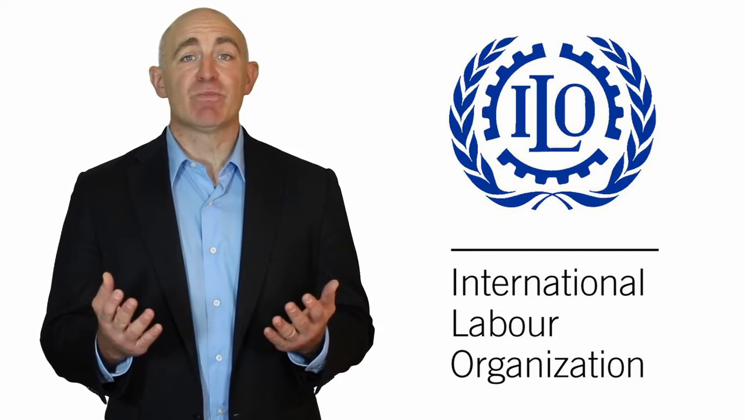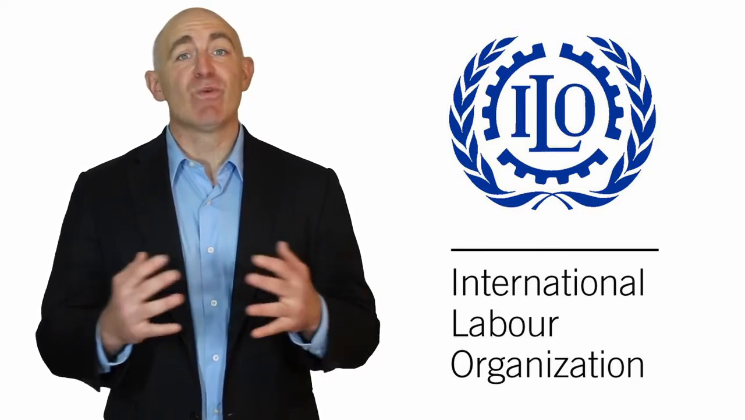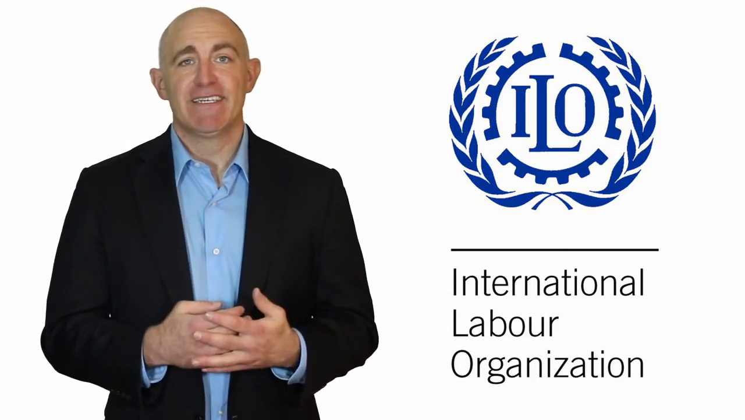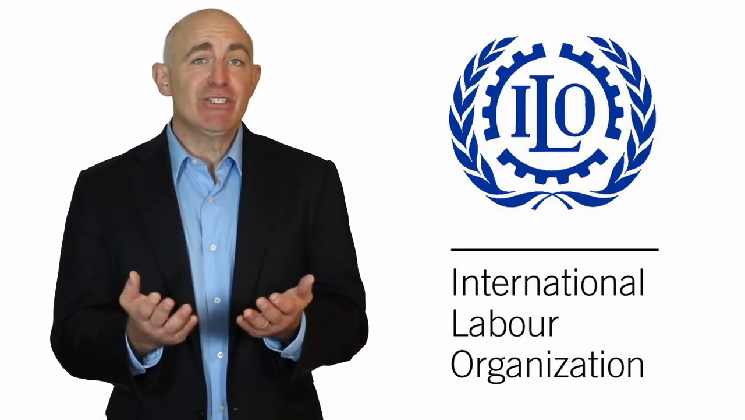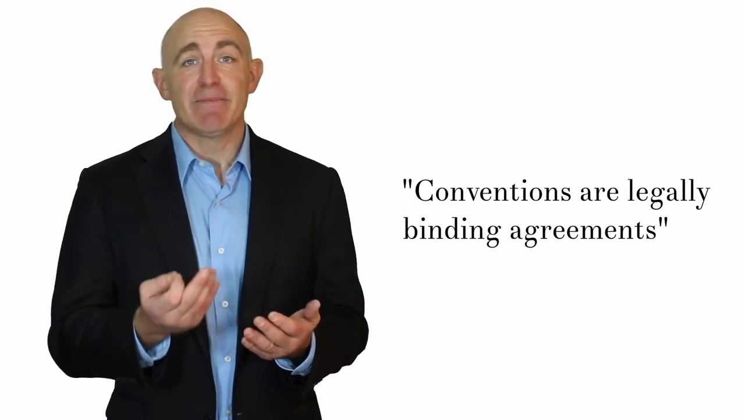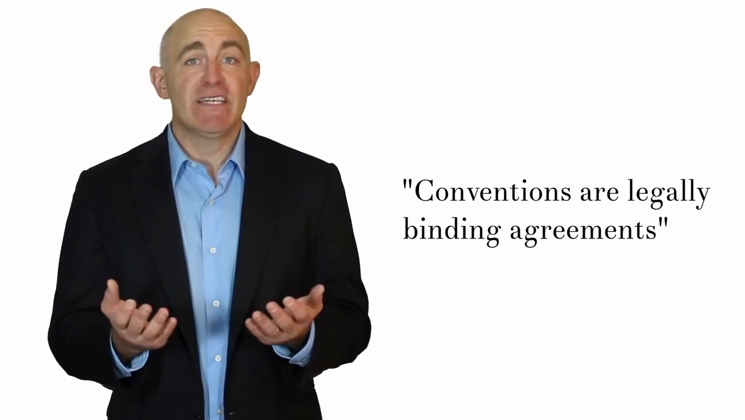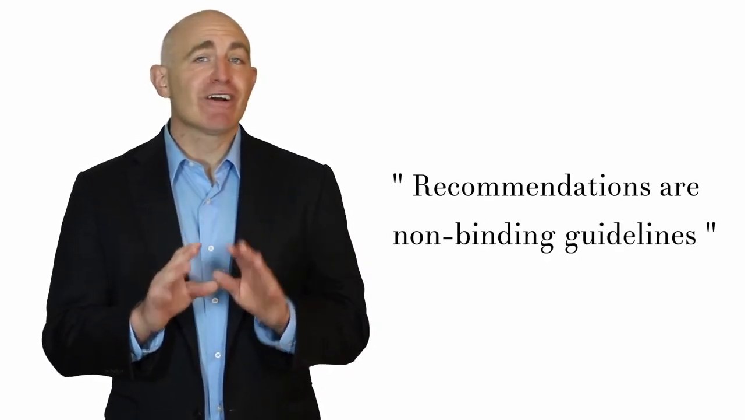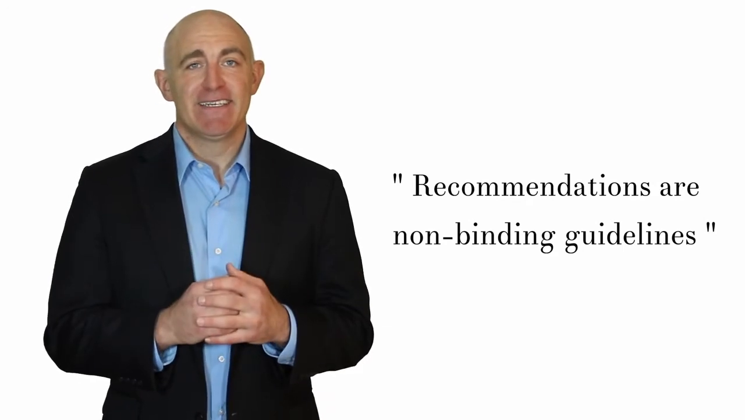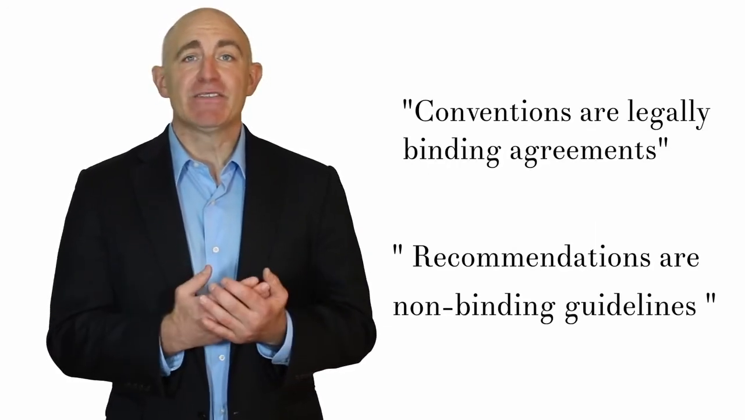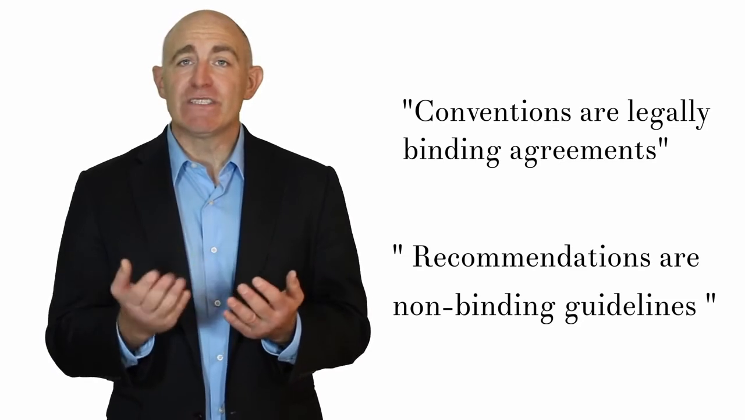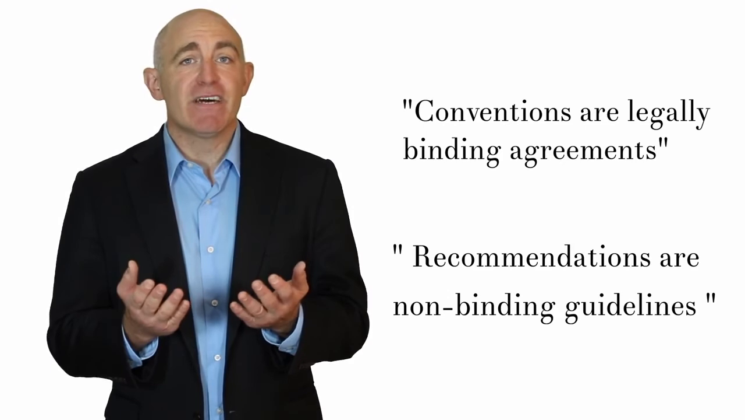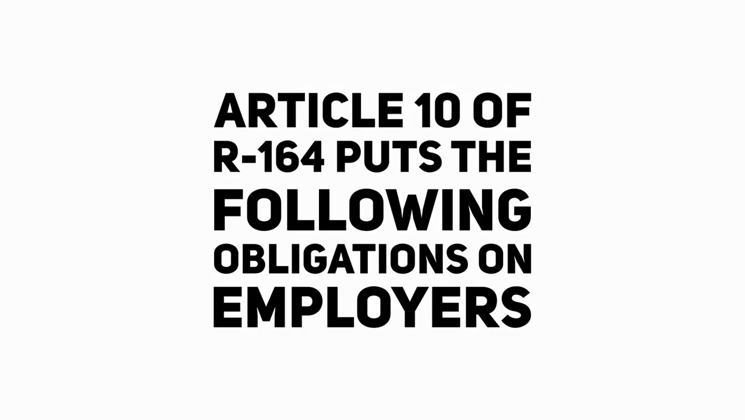The ILO aims to bring together governments, employers, and workers to set labor standards, develop policies, and devise programs. These international labor standards are issued in the form of conventions, which are legally binding, international treaties that may be ratified by member states, and recommendations, which are non-binding guidelines. C155, Occupational Safety and Health Convention, and R164, Occupational Safety and Health Recommendation, are good examples of conventions and recommendations.